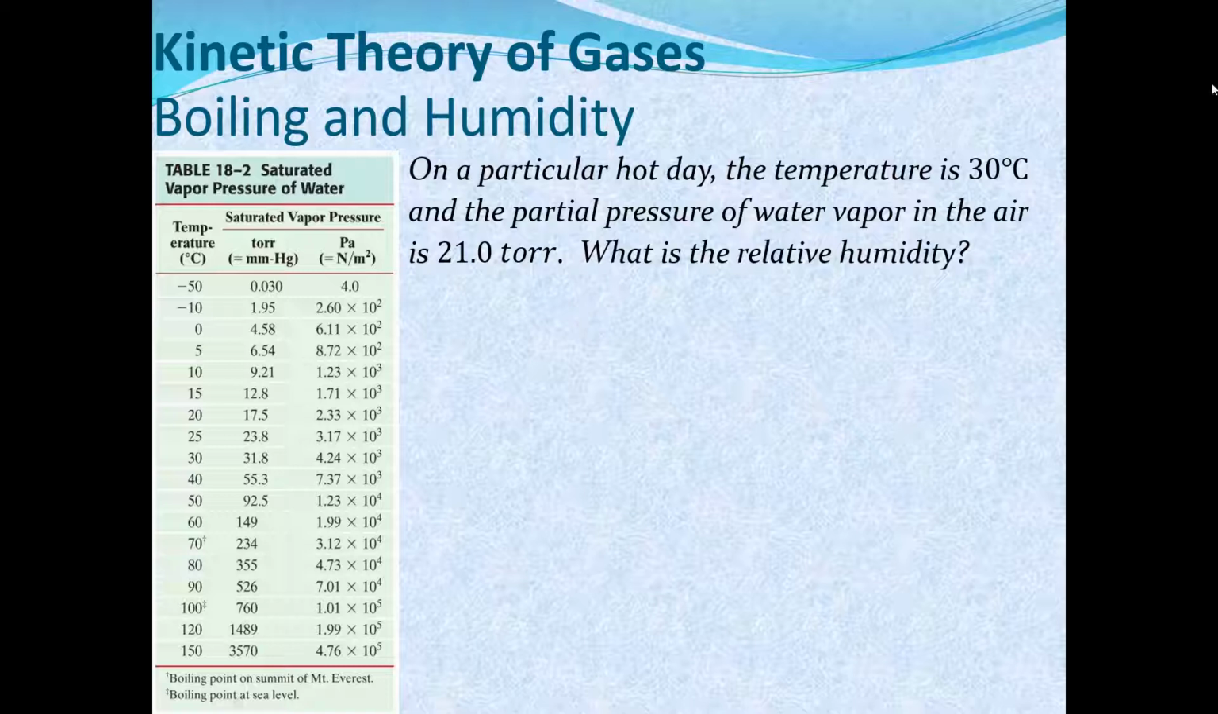All right, so we want to know what the humidity is. Now, we're going to use our equation. They said it's 30 degrees Celsius, so here's 30 degrees. The most amount of pressure that the air can withstand is 31.8 torr. It says that we currently have 21 torr. So what we're going to do is take the 21 divided by 31.8 times 100, and we get that the relative humidity is 66%.